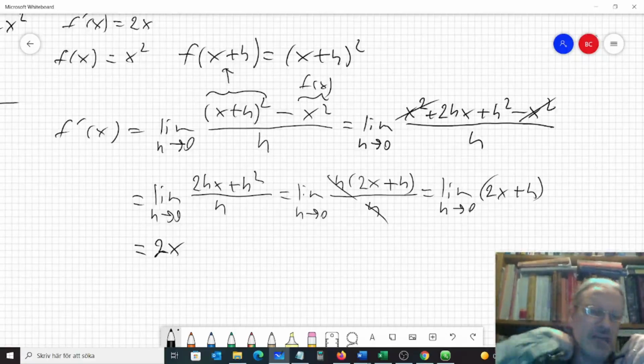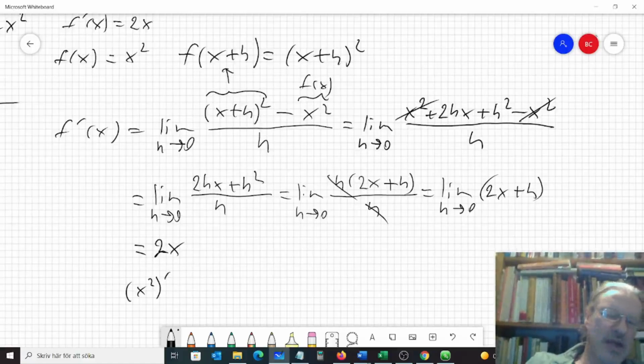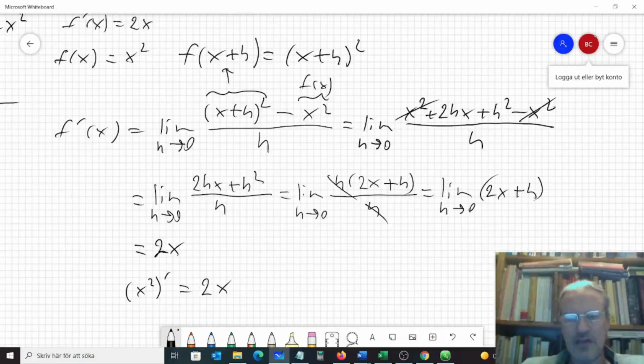So the derivative of x squared is 2x. And one way you could write that is to say that x squared prime, so the derivative of x squared, equals 2x. So we can say that will be our first little rule. If we encounter x squared, we know the derivative is 2x.